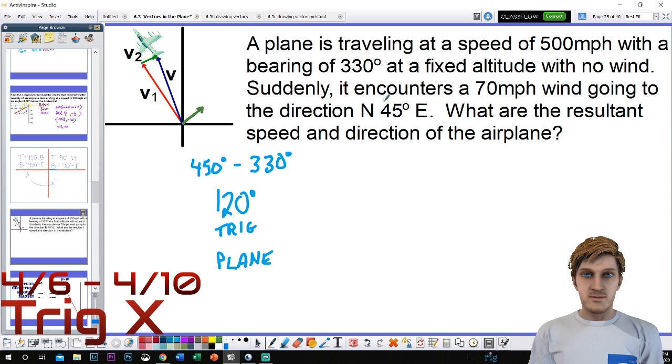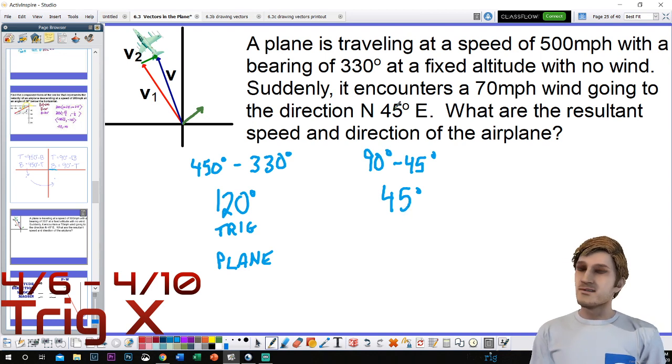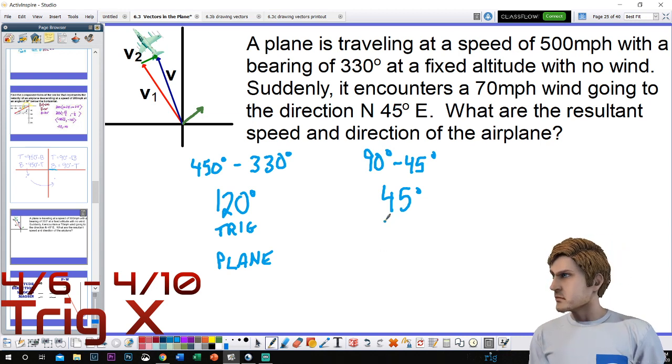Now the wind was north 45 degrees east. As you can see, that's in quadrant 1. Since it's in quadrant 1, I'm going to do 90 minus that angle, which was 45 degrees. The only way you're going to get the same answer is if you're at north 45 degrees east. Otherwise, all the answers will be different from the original. That was just a coincidence. And that again is the trig angle for wind.